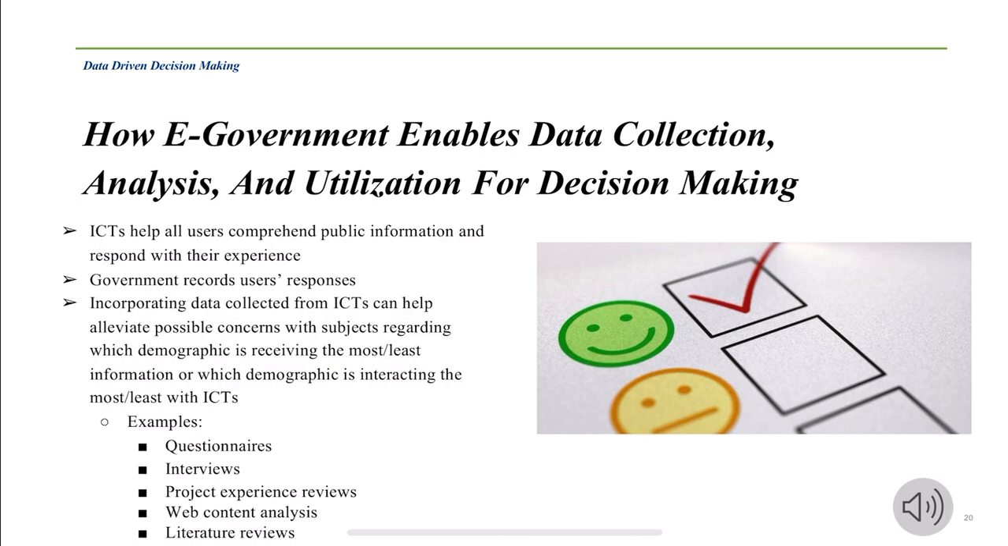How e-government enables data collection, analysis, and utilization for decision making. By bridging the divide between young and elderly, or educated and uneducated, ICTs help all users comprehend public information and respond with their experience. It is then how the citizens interact or respond to the information that e-governments record. With ICTs, through various methods of data collection, analysis, and utilization, decisions can be heavily influenced.